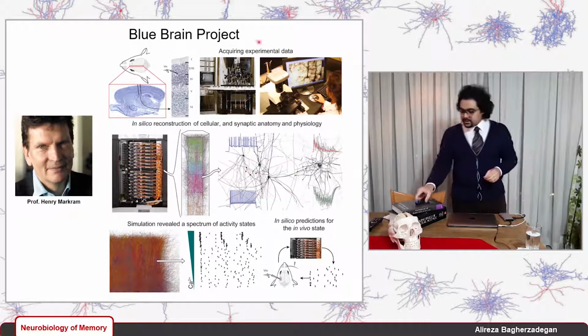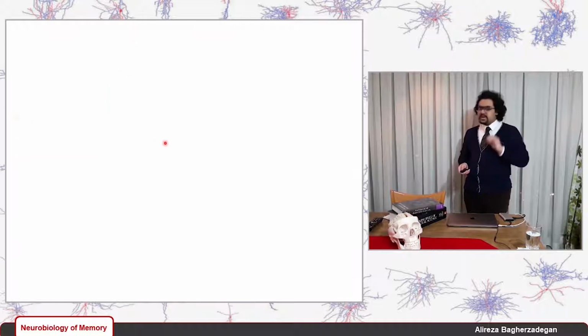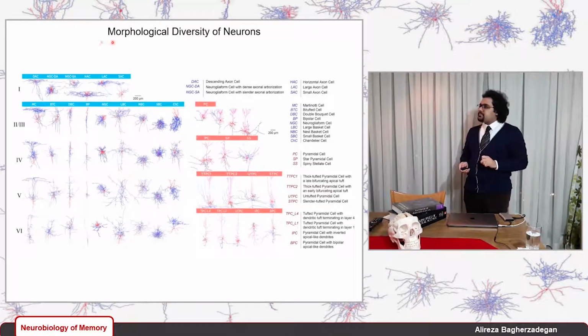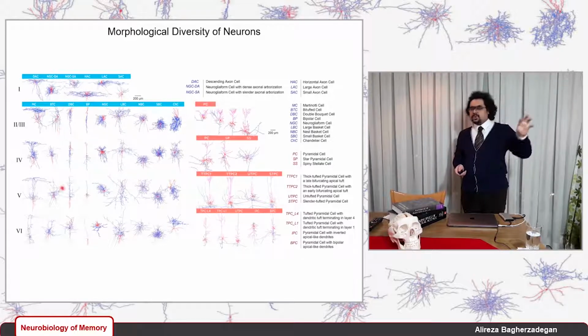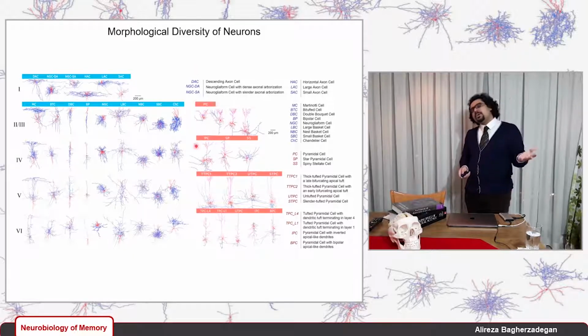So let's see what scientists did in the Blue Brain project to identify cell types. First, they worked on the morphological diversity of neurons. They tried to reconstruct the morphologies of neurons that are part of the neocortical microcircuit. And you can see that these blue ones, okay, these are interneurons or inhibitory neurons, and these red ones are pyramidal cells or excitatory ones.